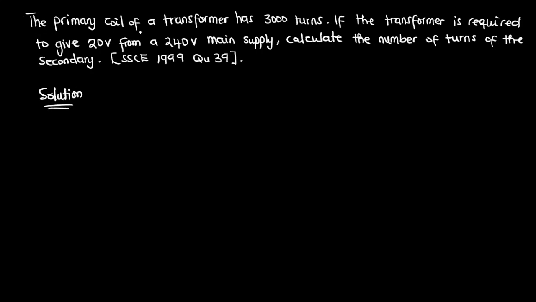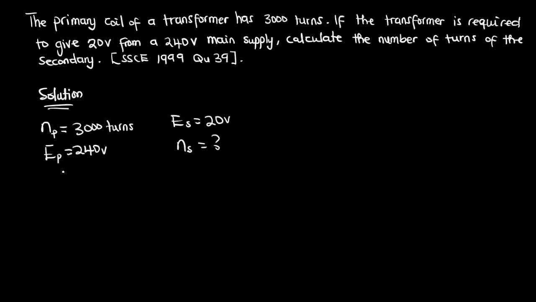So we're told that the primary coil of a transformer has, so the NP, the number of turns in the primary, is 3000 turns. Now if the transformer is required to give 20 volts from a 240 volt main supply, it means our supplied voltage, which is EP, is 240 volts, and then our secondary voltage, which we are expecting, is 20 volts. Are we okay? So we have to calculate the number of turns in the secondary, so we have to calculate NS. That is what we do not know. Are we okay? So this is fairly easy, very easy.